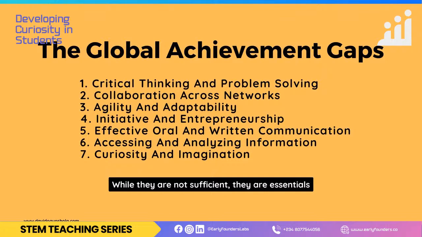Number two, collaboration across networks. If you can't work together with people, you can't collaborate, you can't work in teams, you cannot succeed in today's world. Number three is agility and adaptability. What does that mean? The ability of a child to go into a place and figure things out by themselves. So whether there's anybody telling you what to do or nobody telling you what to do, this child can adapt to different scenarios. Then number four, initiative and entrepreneurship.